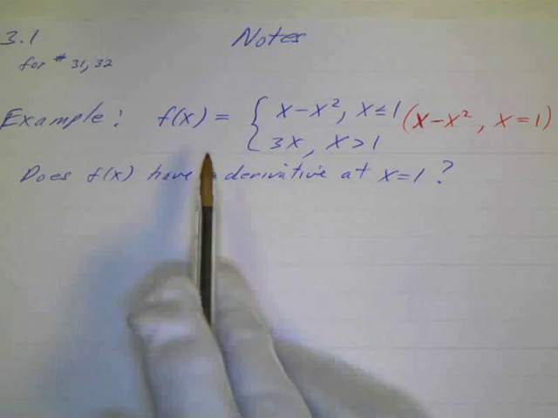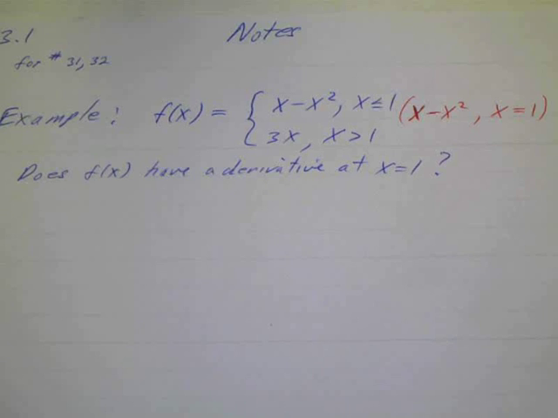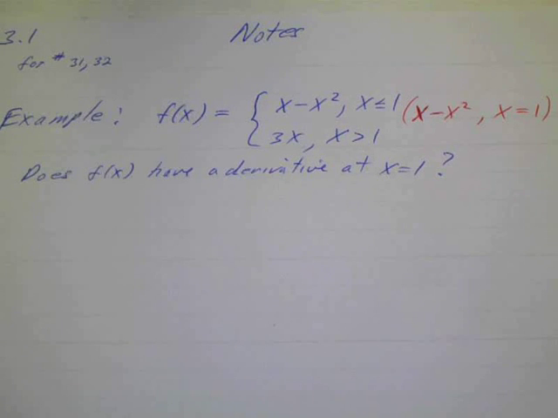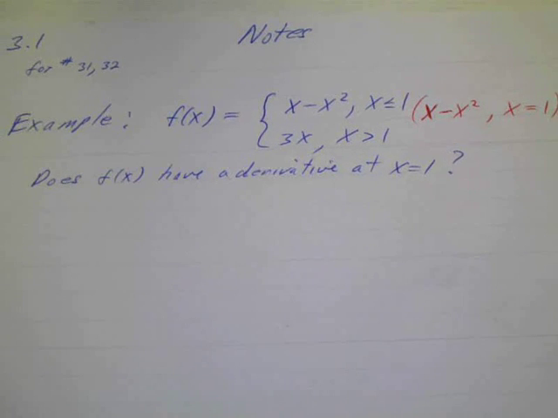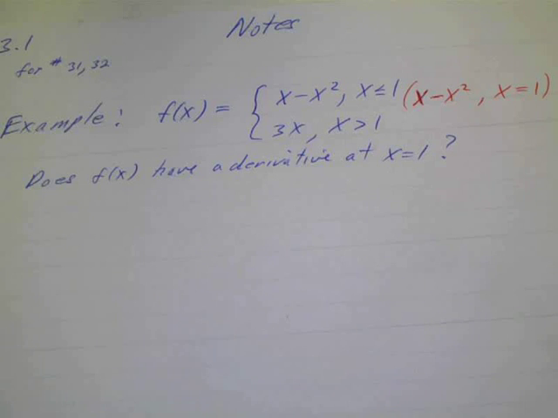And the question is, does f of x have a derivative at x equals 1? Now remember, a derivative is a limit. We have left-hand limits and right-hand limits, so in order for that limit to exist, the left-hand limit must equal the right-hand limit, so the left-hand derivative must equal the right-hand derivative. Or the slope from the left must equal the slope from the right in order for the derivative to exist at a point. So that's what we want to test. So we're going to use our definition of a derivative at a point. So we'll start with our left-hand derivative.